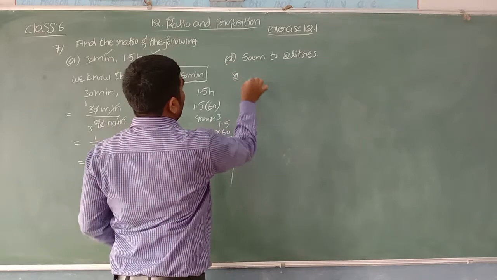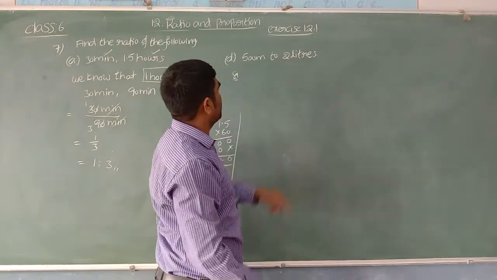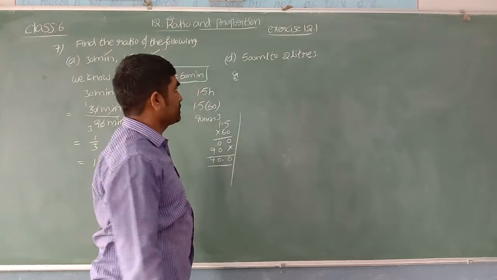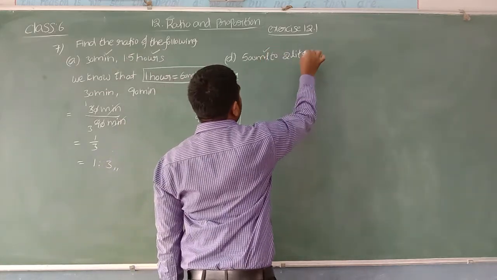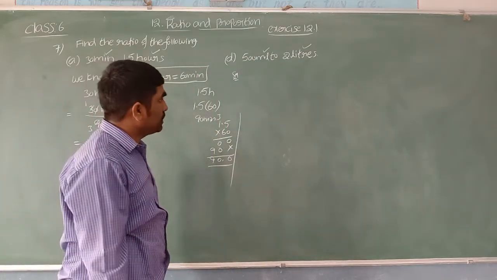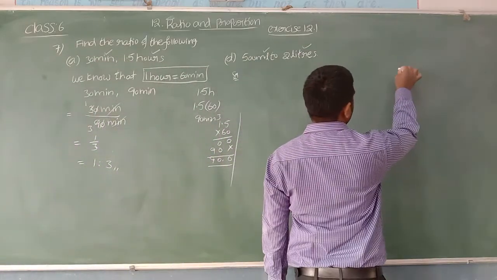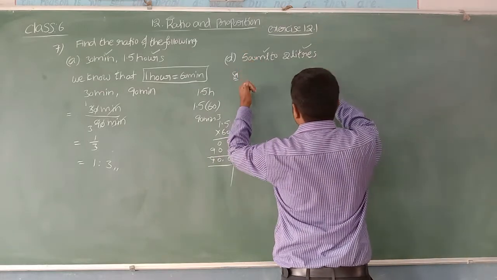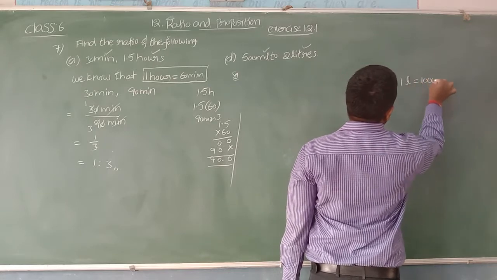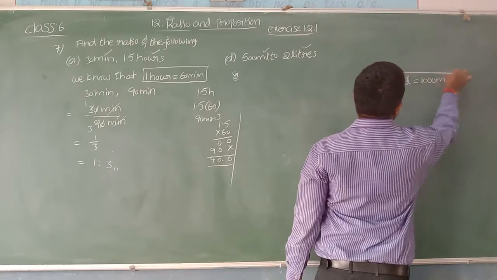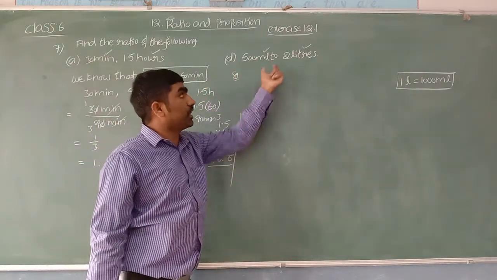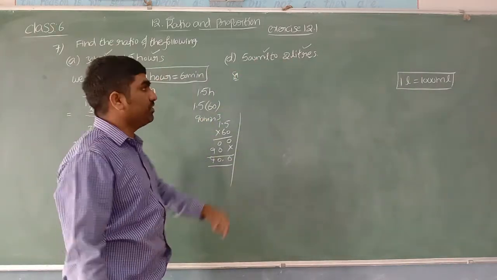Now let us see one more. How to find the ratio of 500 milliliters to 2 liters? You can see milliliters and liters are different units. We'll convert them to the same units, then we find the ratio. We'll convert both into milliliters. We know that 1 liter is equal to how many ml? 1000 milliliters. Both the quantities we change into milliliters, then we find the ratio.